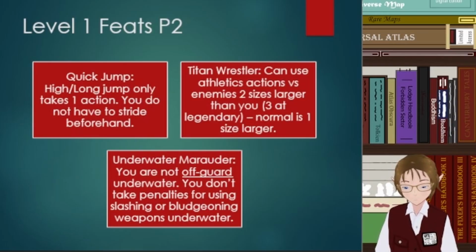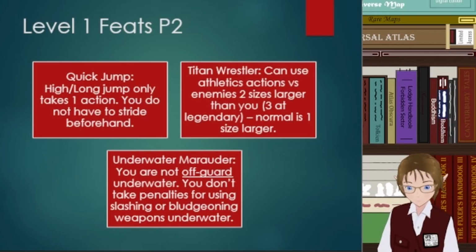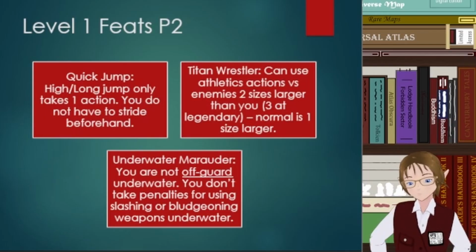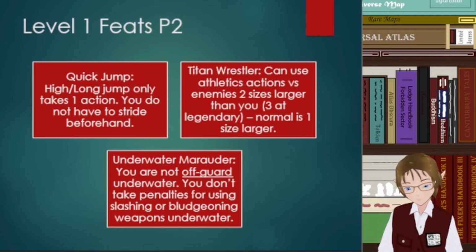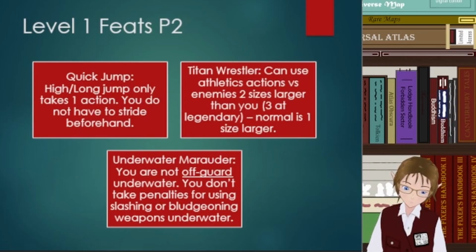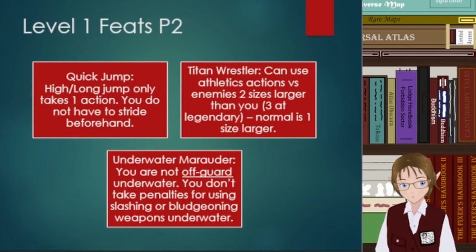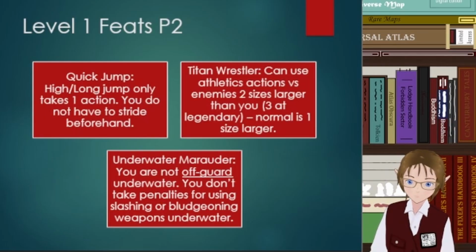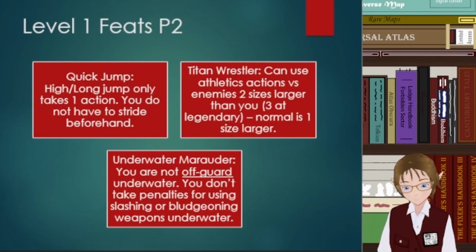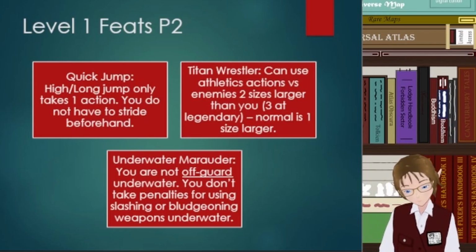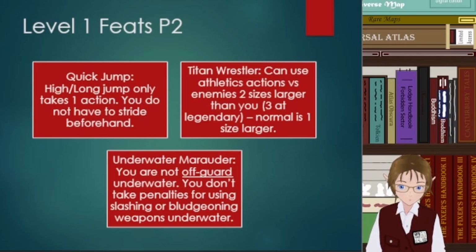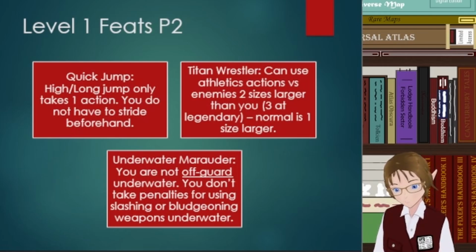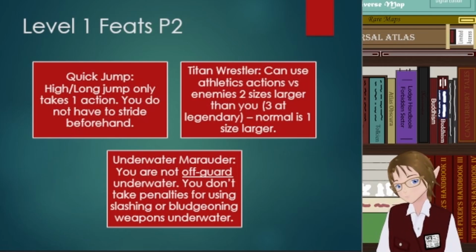Titan Wrestler affects the limit that you can only affect enemies 1 size larger. It lets you affect enemies up to 2 sizes larger than you. And when you reach legendary proficiency, you can affect up to 3 sizes larger than you. Generally, this ability is crucial to take on small characters, because most enemies are large or larger in many adventure paths. Thus, a halfling very focused on athletics cannot affect anything bigger than a medium-sized creature, unless they take this feat. It's slightly less necessary for medium-sized characters, but it's still very helpful because you're going to eventually run into a dragon or something.